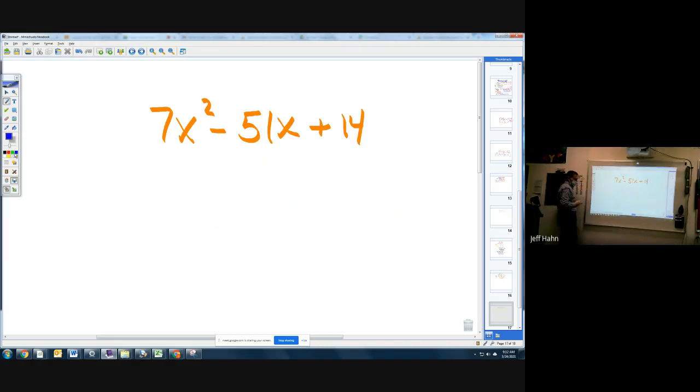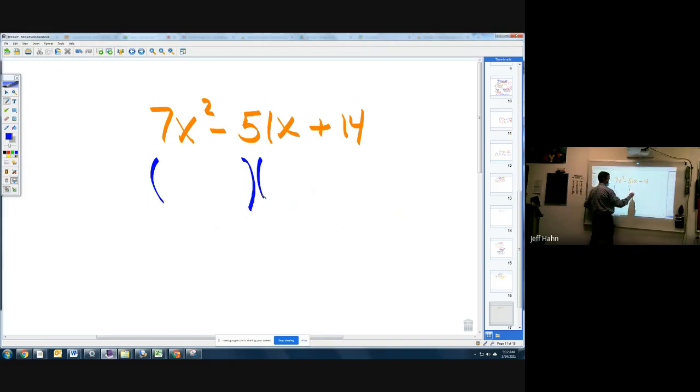But let me remind you, step number 1 should always be to look to see if they have a common factor. Does this? No. But eventually they will, and you have to train yourself to look for it, because you'll get confused and say, why can't I figure this out? And you forgot to factor something out. Okay, so here we go.